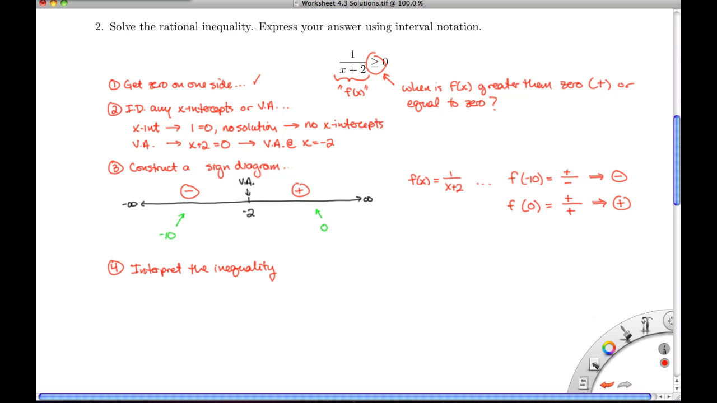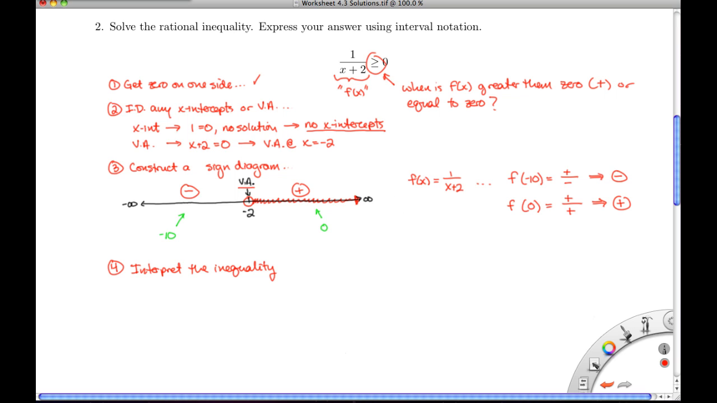Now we were asked, when is this function greater than or equal to 0? Well, nowhere is it equal to 0 because there were no x-intercepts, so we don't have to worry about that. We want to find out when it's greater than 0. Well, it's going to be greater than 0 on this interval where it's positive. So we can't include -2 because the function is undefined there because it's a vertical asymptote. But all of these values we are going to include all the way up to positive infinity.